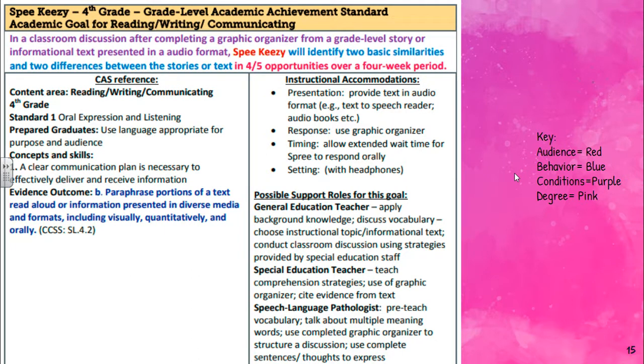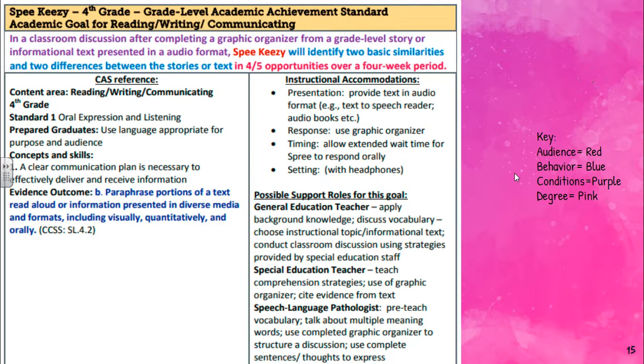This goal reads: In a classroom discussion, after completing a graphic organizer from a grade level story or informational text presented in audio format, Speakeasy will identify 2 basic similarities and 2 differences between the stories or text and 4 out of 5 opportunities over a 4-week period.